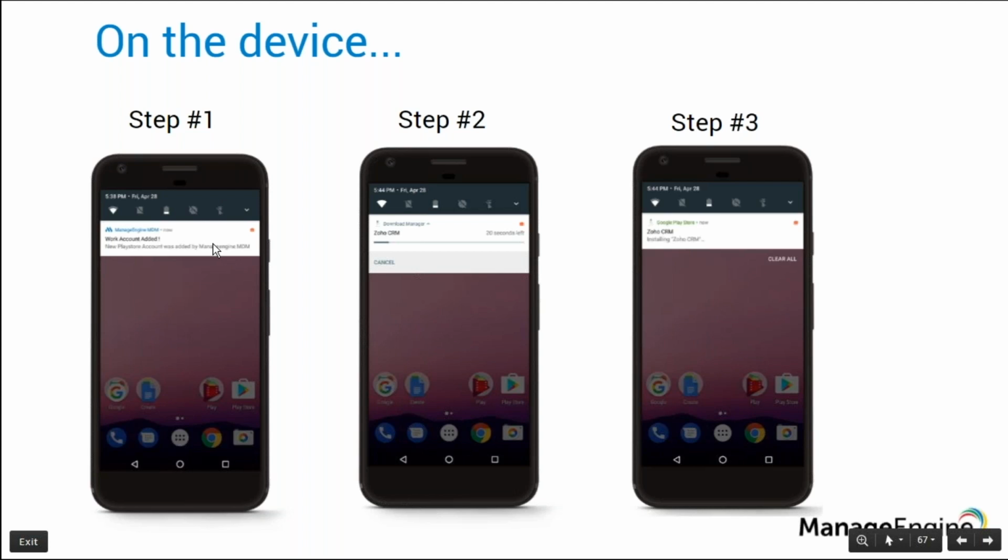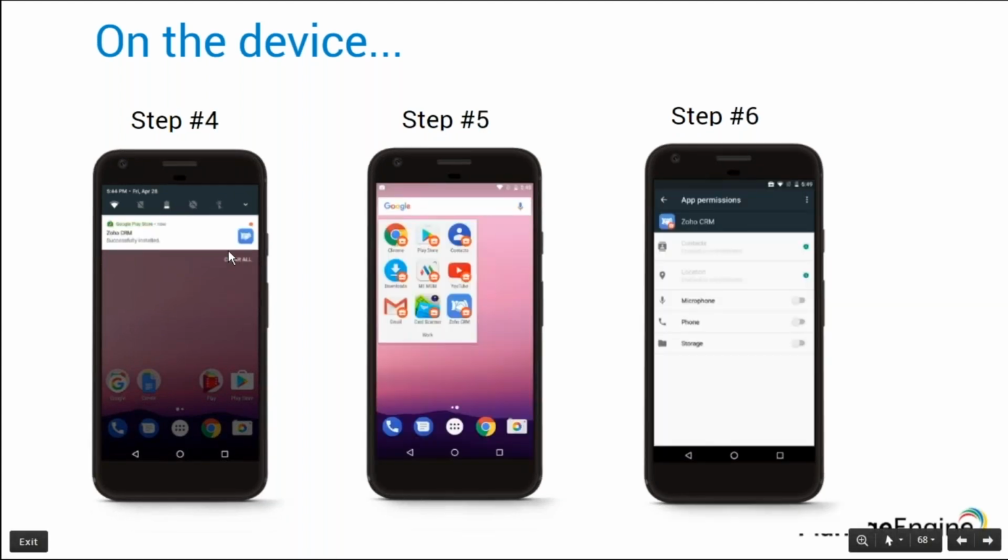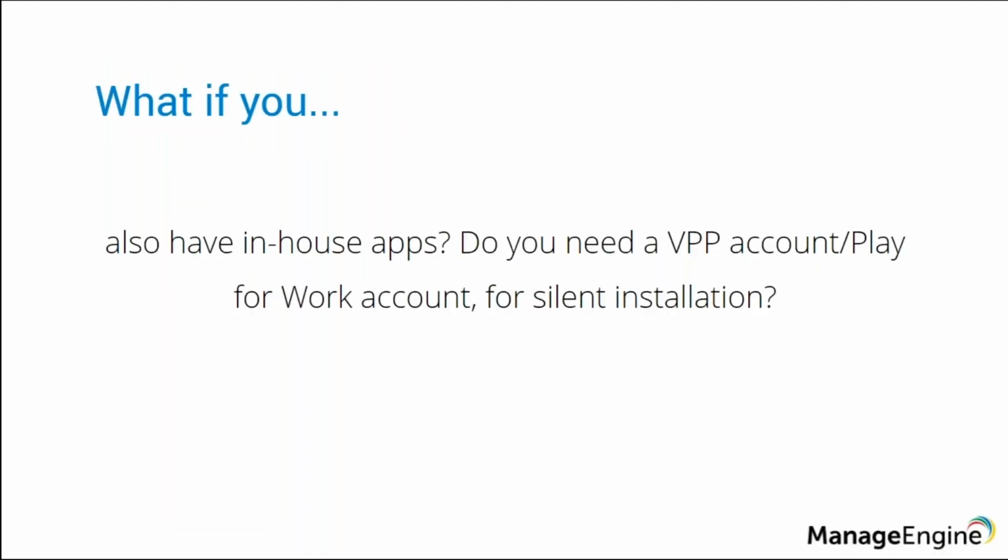The end user will get a notification stating that a work account has been added, and as soon as the notification appears, the installation of the Zoho CRM app begins automatically. Now, once the Zoho CRM app has been installed, you can open the Zoho CRM app and click on the App Permissions option. As you can see, these are all the app permissions that we had configured earlier. Now, the end user has no option to reconfigure any of these permissions.